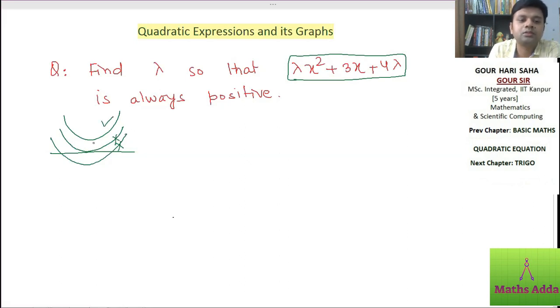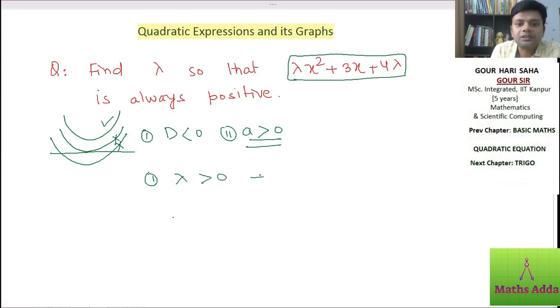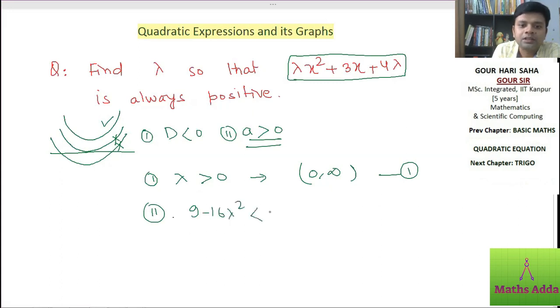So this is true when D is less than 0, and then it should be open upward, a greater than 0. So these are the two conditions. First, a greater than 0. What is a here? A is lambda, that is greater than 0. This means lambda is in 0 to infinity. Second is D less than 0, that is b square minus 4ac, that is 9 minus 16 lambda square less than 0.